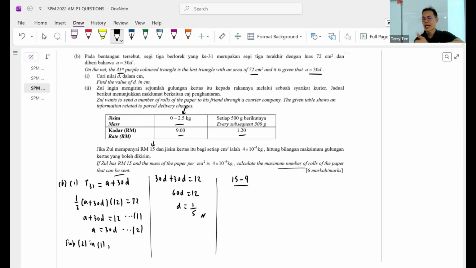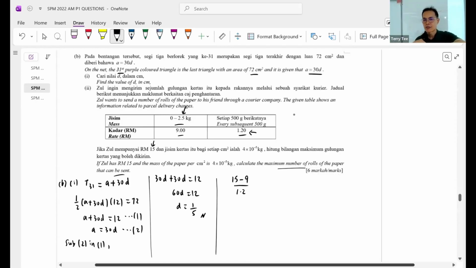With 6 ringgit, how many more gram or kg can you send? Every 500 gram, you pay 1.2. So you need to divide by 1.2. Okay. If you cannot understand this, 15 ringgit minus 9 left is 6. So you got 6 ringgit left, correct? Every 1.2 ringgit, 1 ringgit 20 cents, you can send another 500 gram. So when you divide 6 by 1.2, what do you get? Tell me.